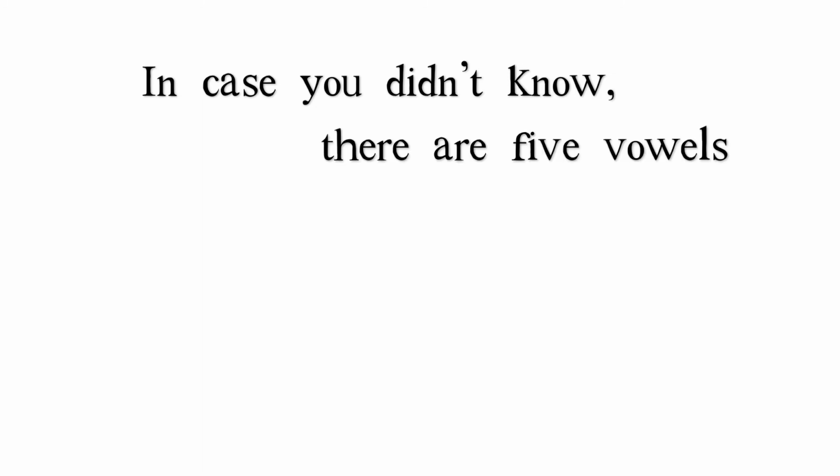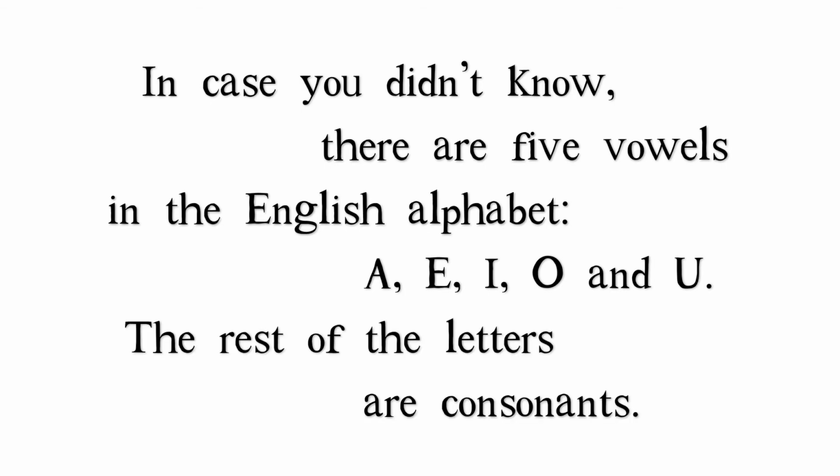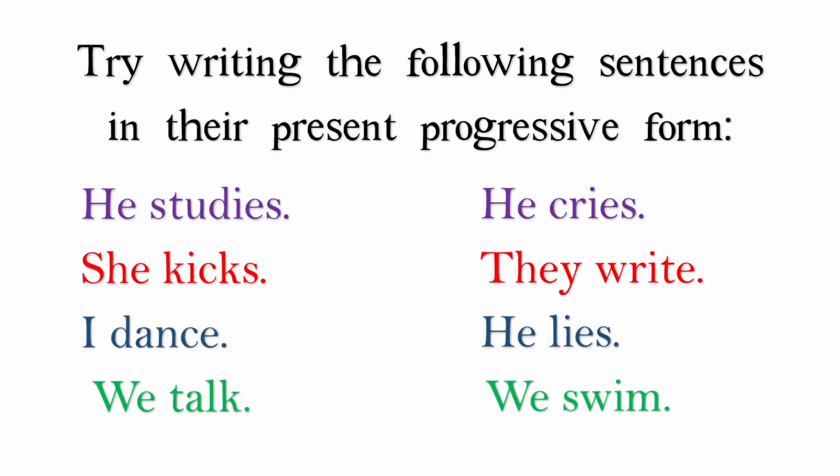In case you didn't know, there are 5 vowels in the English alphabet: A, E, I, O, and U. The rest of the letters are consonants. Try writing the following sentences in their present progressive form. And here are the answers.